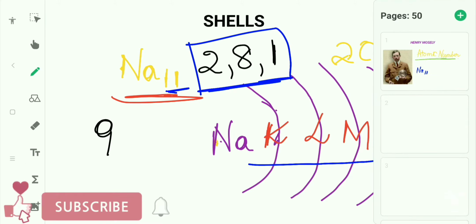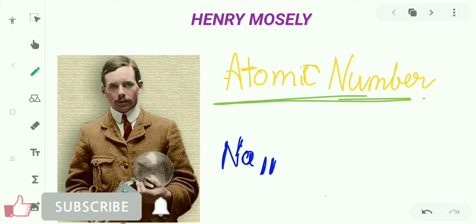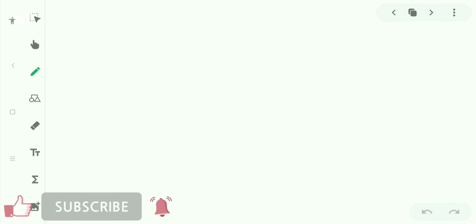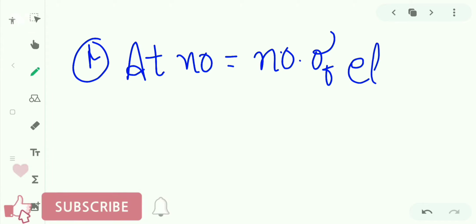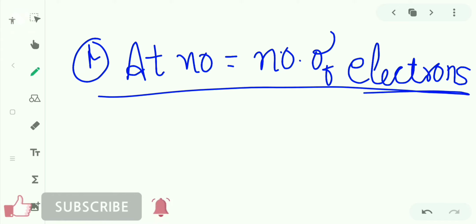So Henry Moseley was the first one to say that atomic number is equal to the number of electrons present. Remember, the first point was: atomic number is equal to the number of electrons. Okay, remember this point.